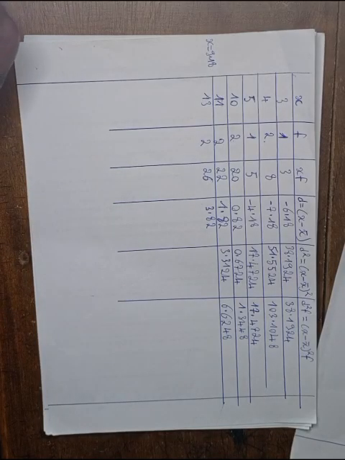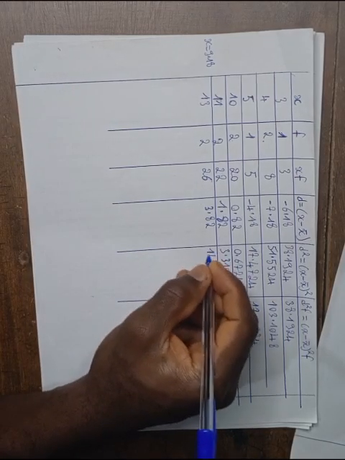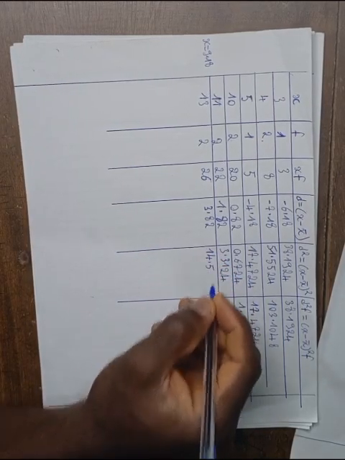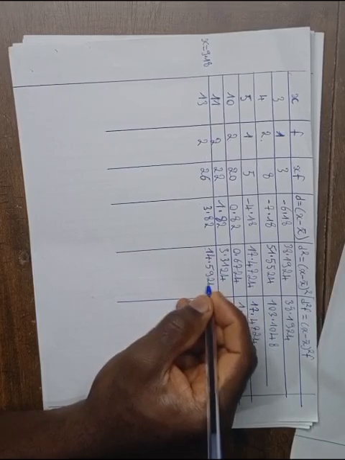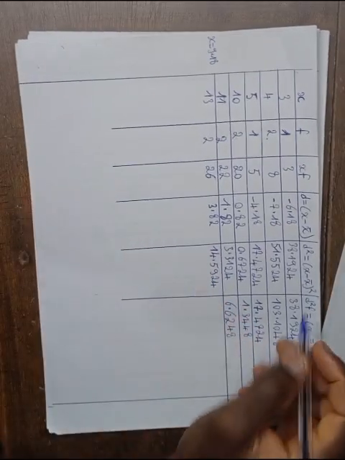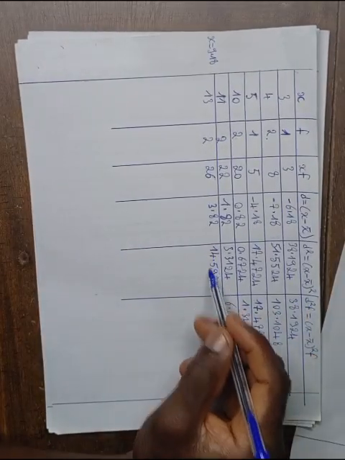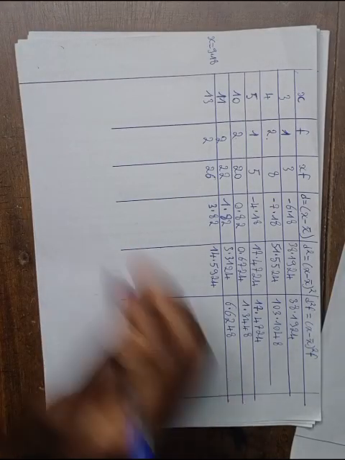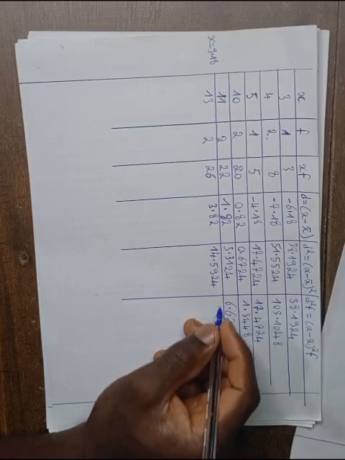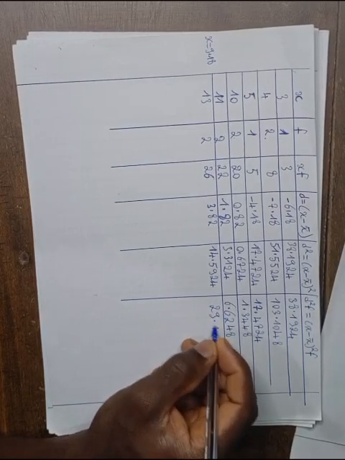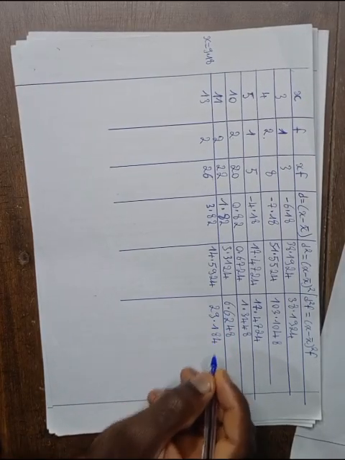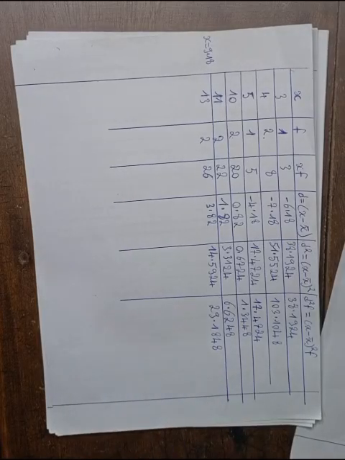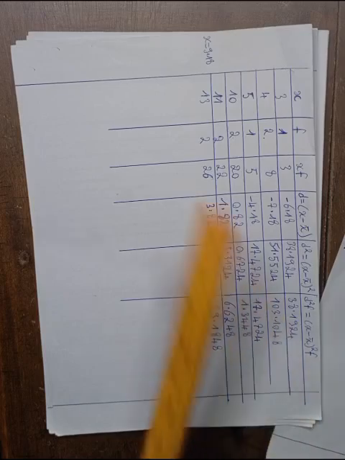So 3.82 squared, which is equal to 14.5924. Next, we need the deviation squared times the frequency. So we're going to take this number and multiply by 2. It gives us 29.1848. Next, we move now to the last observation, which is 17.